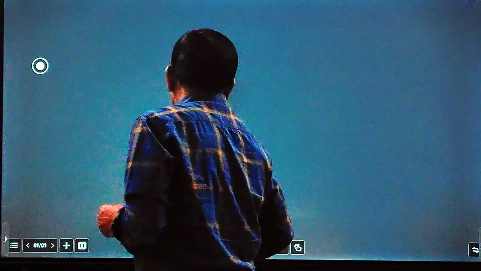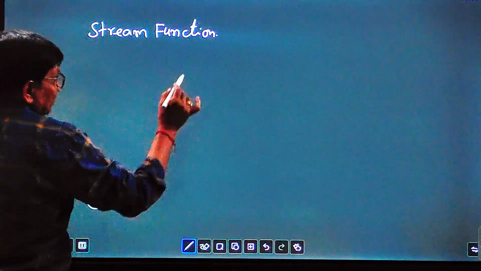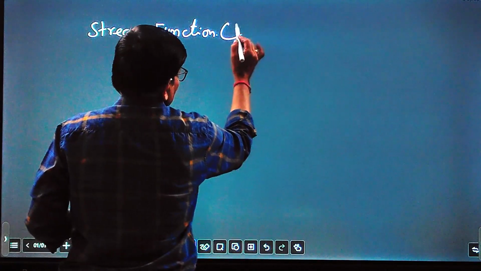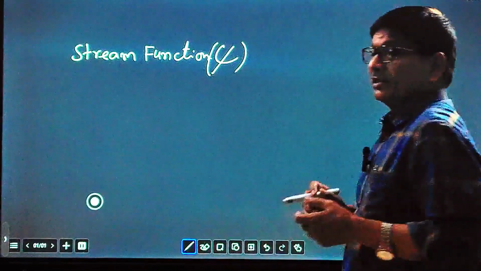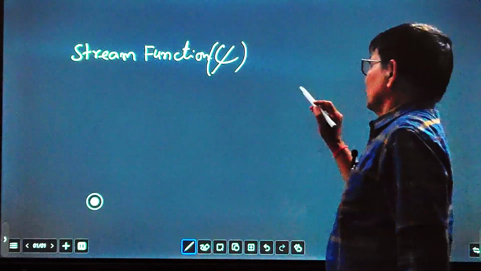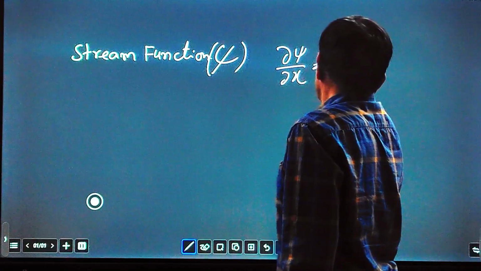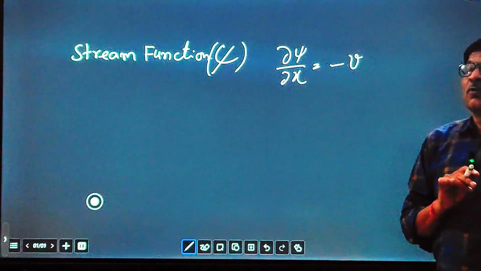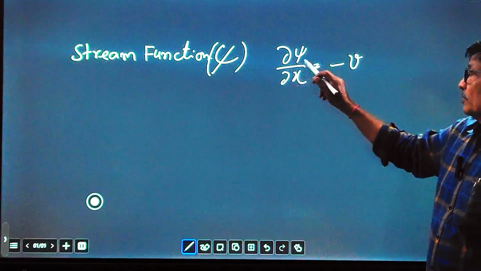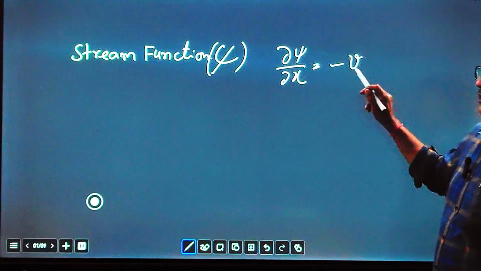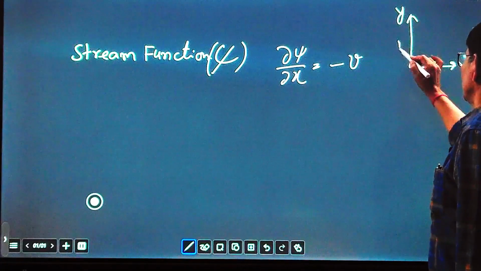So it is a mathematical function, the stream function, defined by the notation psi. It is a mathematical function defined in such a way that for a flow field, the partial derivative del psi over del x equals minus v, meaning the velocity in the y direction. Partial differentiation of the stream function psi with respect to x denotes the velocity along the y direction.